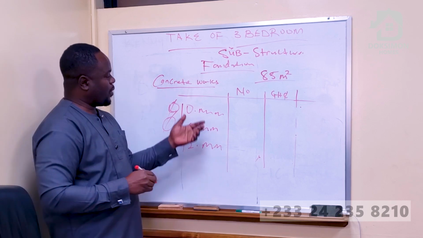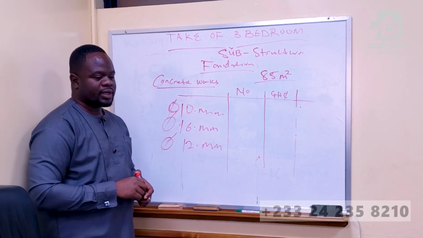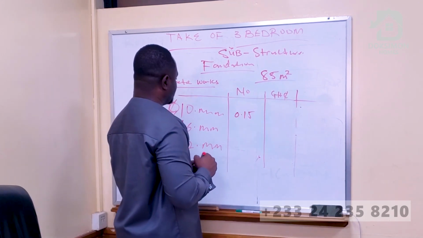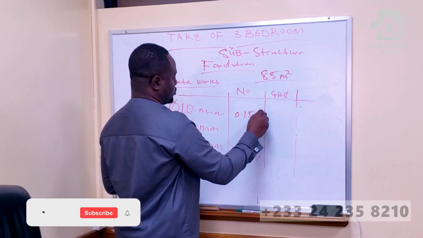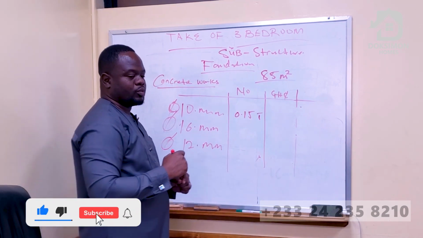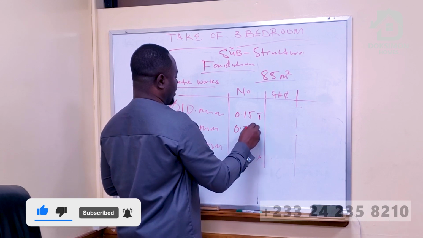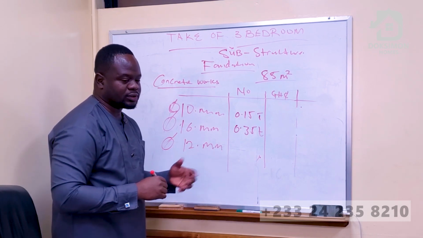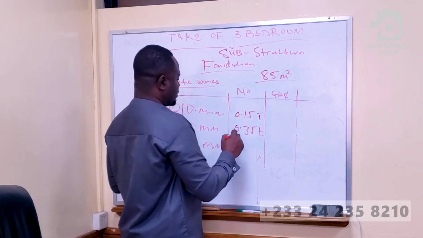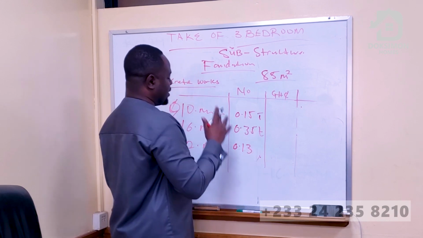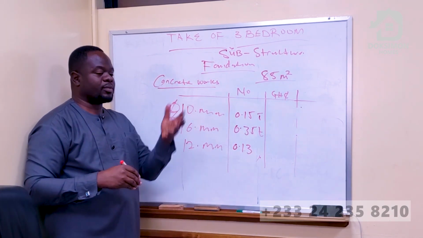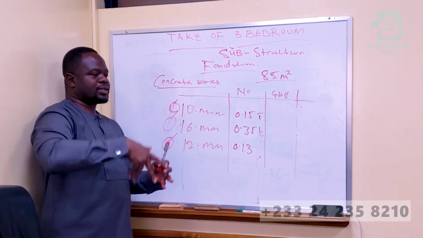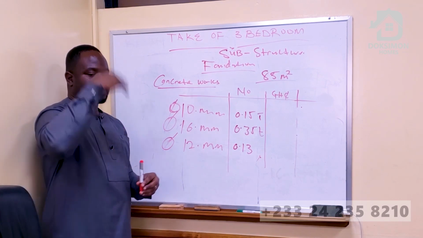Okay, so with our foundation, we are looking at just 0.515 ton. With the 16 mm, we are looking at 0.35 ton. With the 12 mm iron rods, we're also looking at 0.13. This gives you the status from the foundation for you to be able to have strength in order to connect the existing iron rods and continue your project.